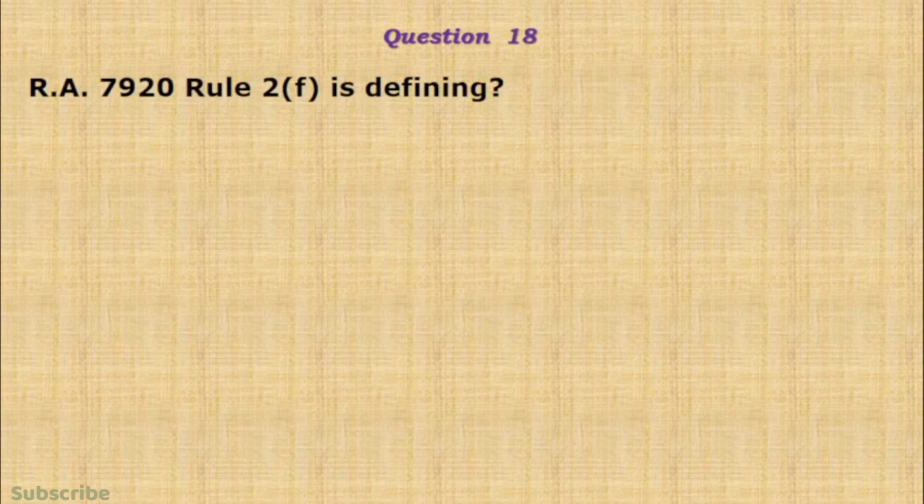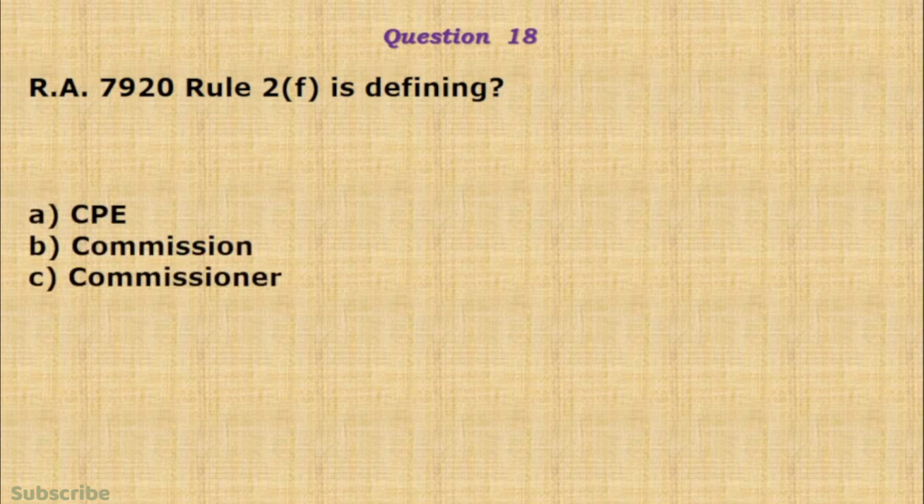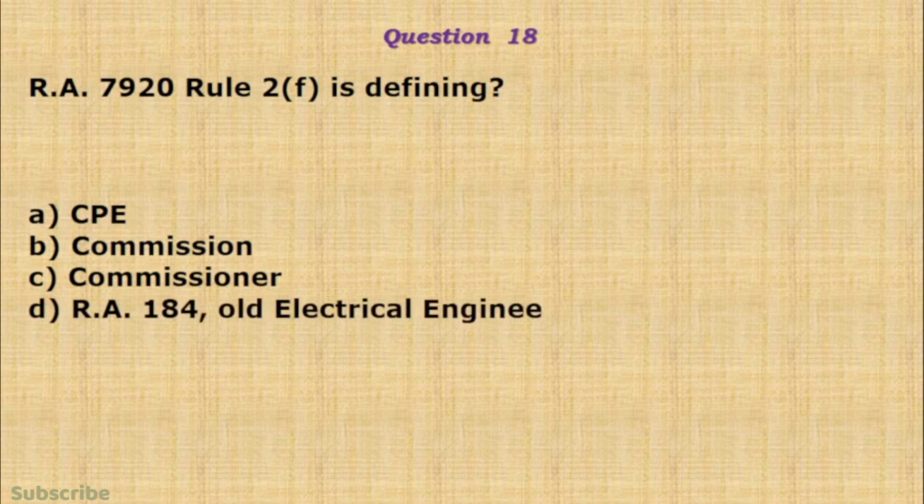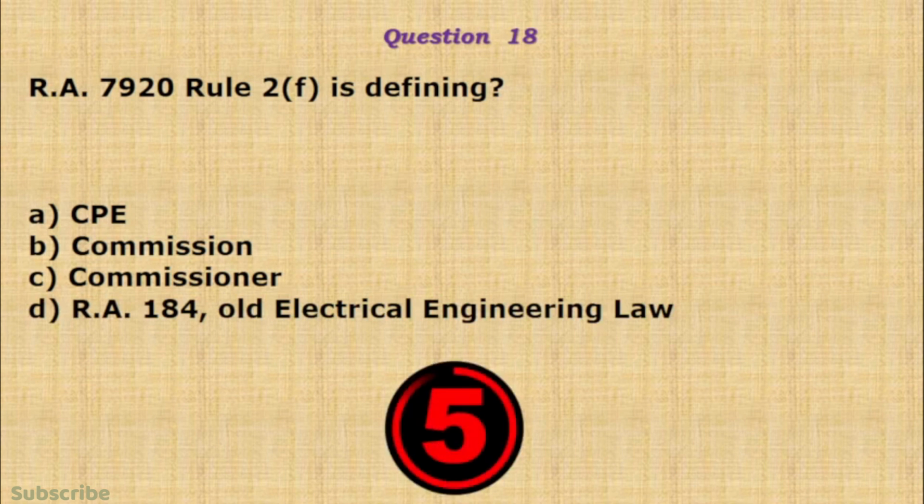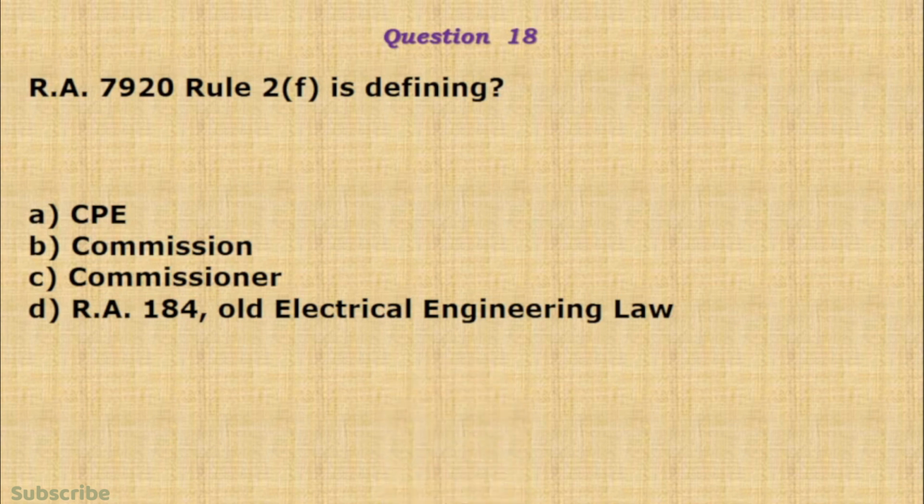Question number 18. RA 7920, Rule 2F is defining A. CPE, B. Commission, C. Commissioner, D. RA 184, Old Electrical Engineering Law. The correct answer is letter D. RA 184, Old Electrical Engineering Law.